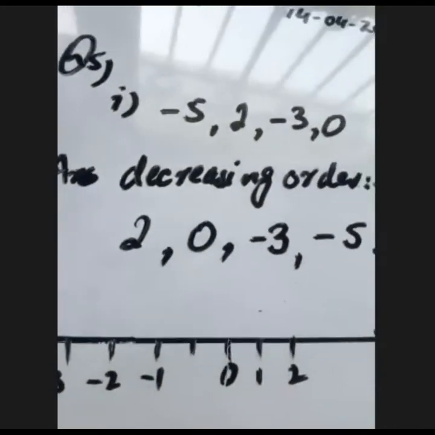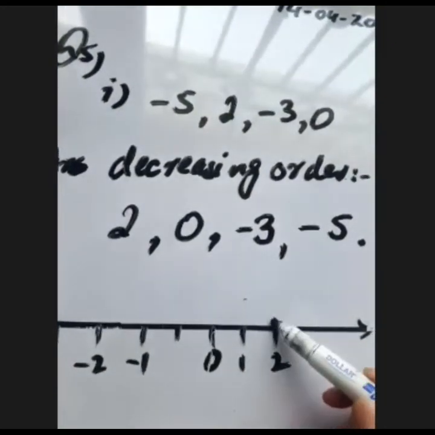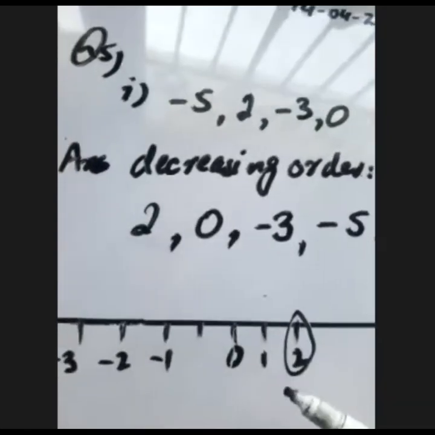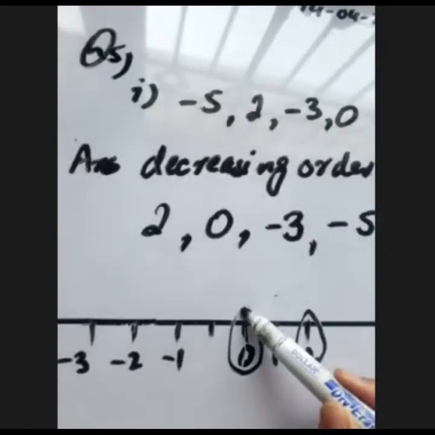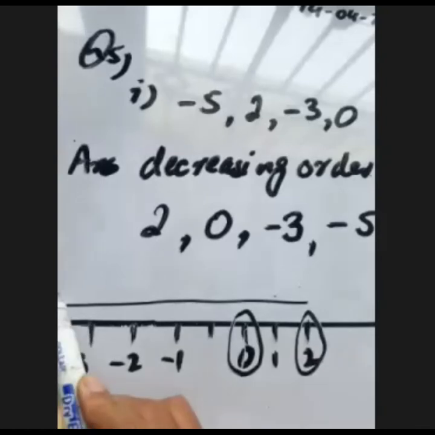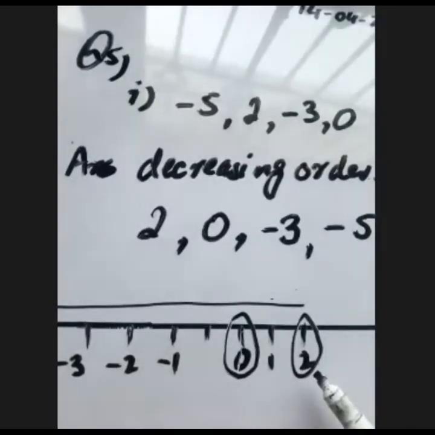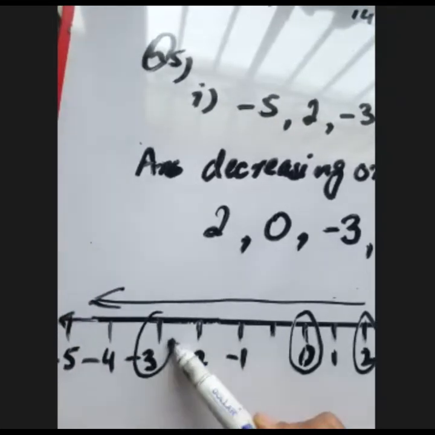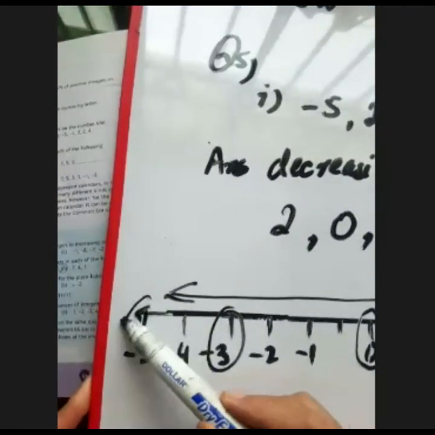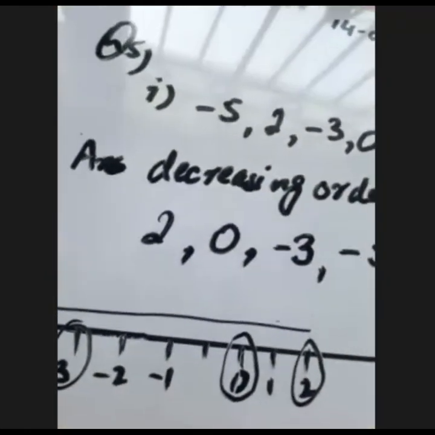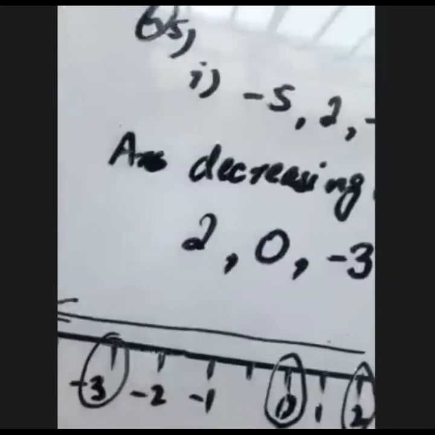So look, the sequence will be, first you have to write down 2, then after 2 the smaller number is. You are going towards the left hand side of the number line to show the decreasing order. So 2, then 0, then minus 3, and then minus 5 on the number line. So this is the decreasing order of the given integers on the number line: 2, 0, minus 3, minus 5, the smallest.